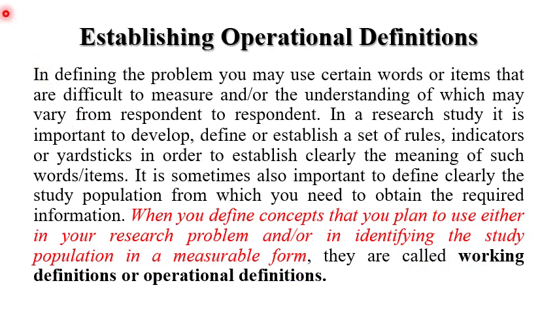So in order to avoid ambiguity, when people read your research report or your research proposal, you must identify certain critical terminologies, concepts, etc. that you must clearly define so that your reader would not misinterpret that particular concept or terminology, and it should be clearly defined so that it will prevent misinterpretation or ambiguity.